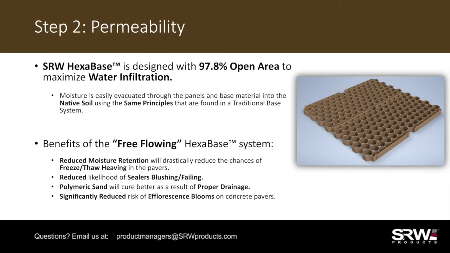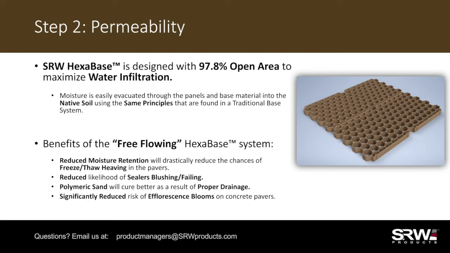The next step was to consider permeability. SRW HexaBase is designed with a 97.8% open footprint to maximize water infiltration through the system. Moisture is easily evacuated through the panels and base material into the native soil below using the same principles that are found in the traditional base system.